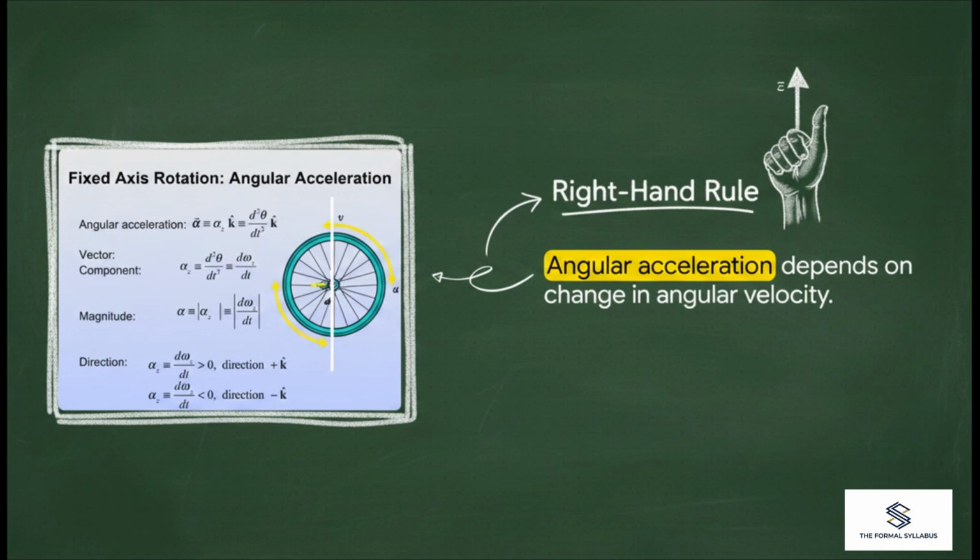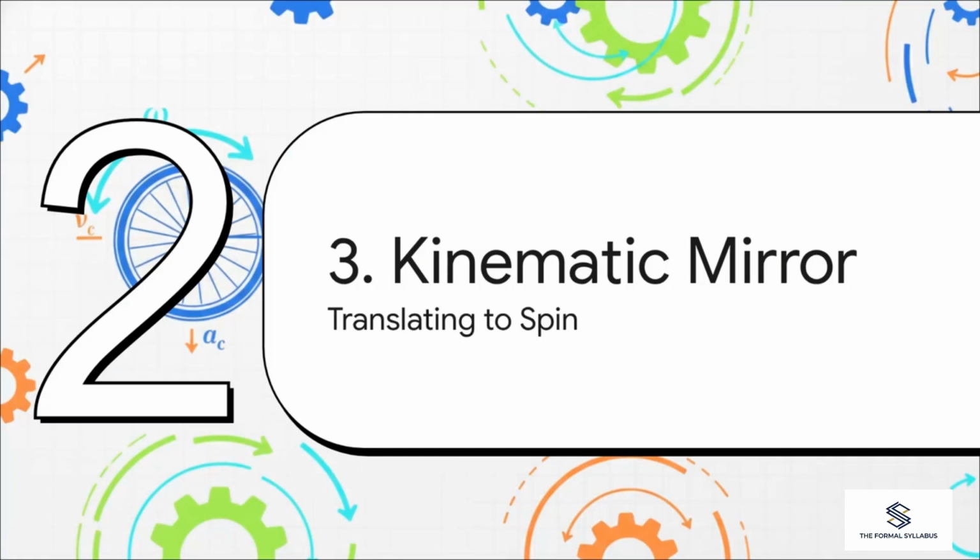So, if the spin is speeding up counterclockwise, you literally just curl the fingers of your right hand in the direction of that spin and stick your thumb out. Your thumb points straight up along the axis of rotation. And it's that invisible axis that governs the spin direction for the entire rigid body. Okay, let's jump into Section 3, the kinematic mirror.